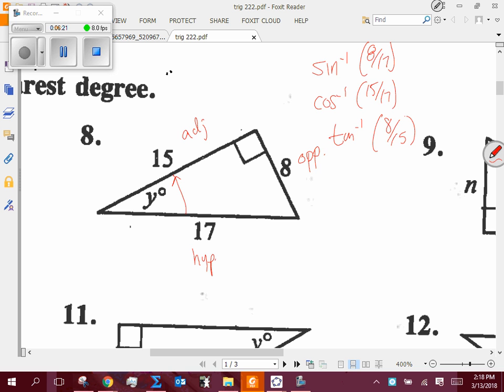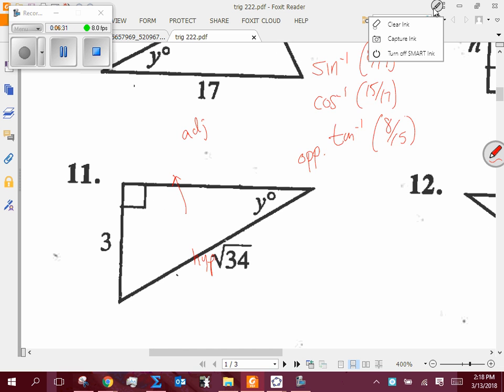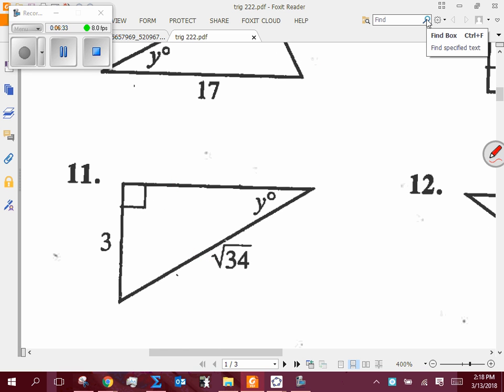Now, if they don't, let's say we look at question 11. I don't know all three sides, right? I only know the opposite and the hypotenuse here, correct? So which trig ratio do I have to use?